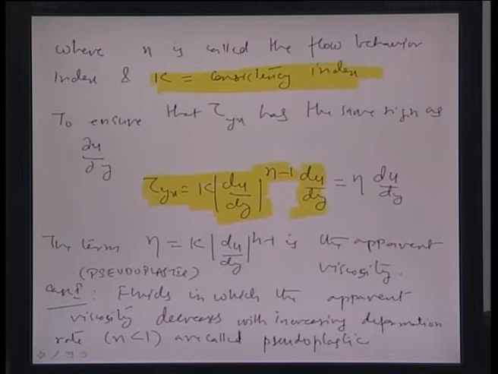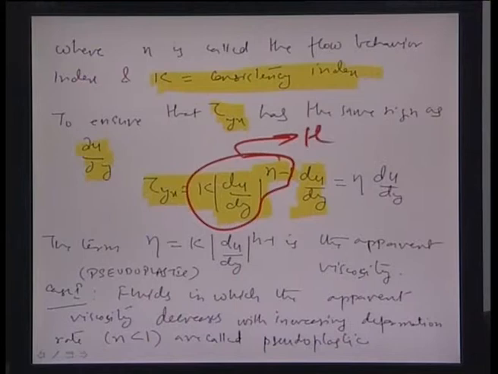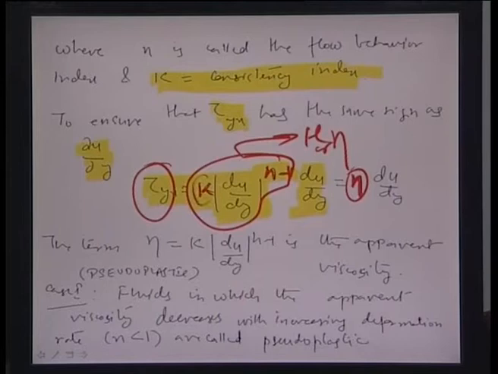Okay, this ensures that the tau has the same sign as du by dx, and essentially this k times du by dy mod to the power of n minus 1 can be represented as the viscosity, mu or eta, whatever you may call it. So essentially in this case, tau yx is equal to a viscosity eta value, which varies with respect to du by dy to the power n minus 1, with a proportionality constant equal to the consistency index k, and tau yx is then related to du by dy by eta du by dy. So the eta here in this particular expression is also known as the apparent viscosity.